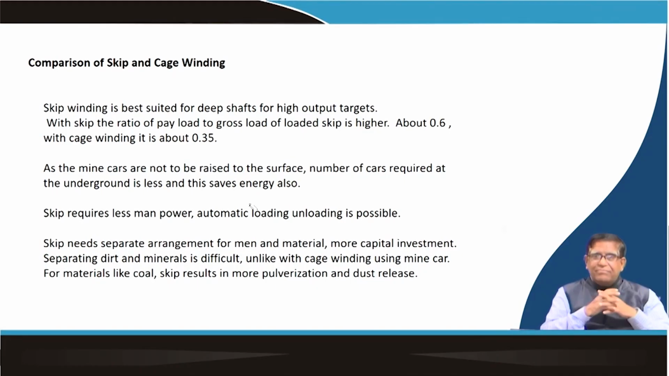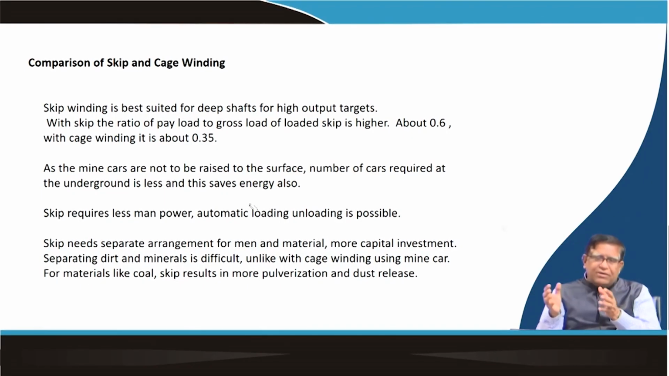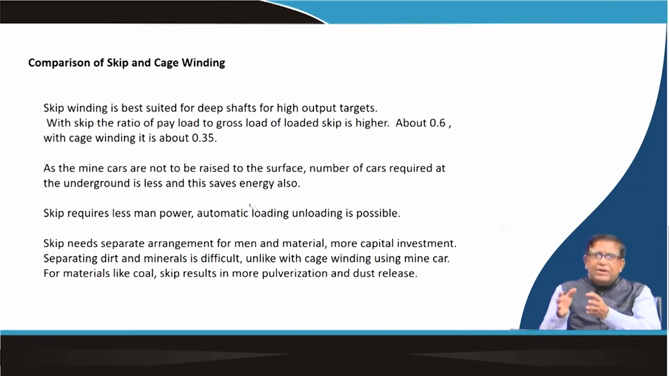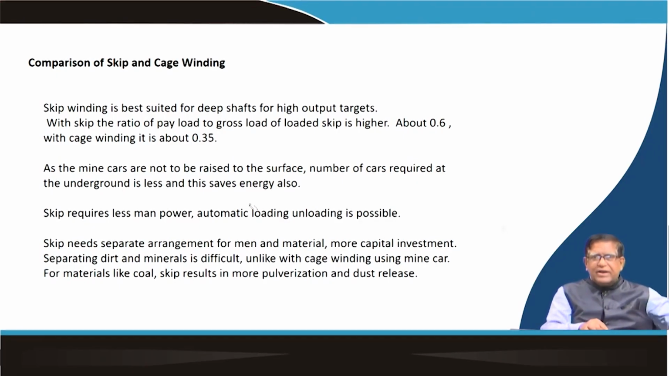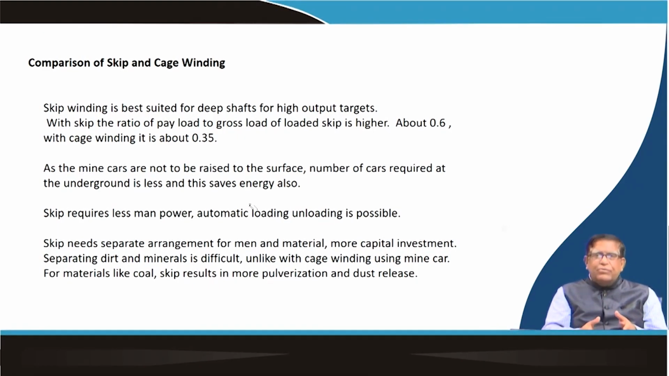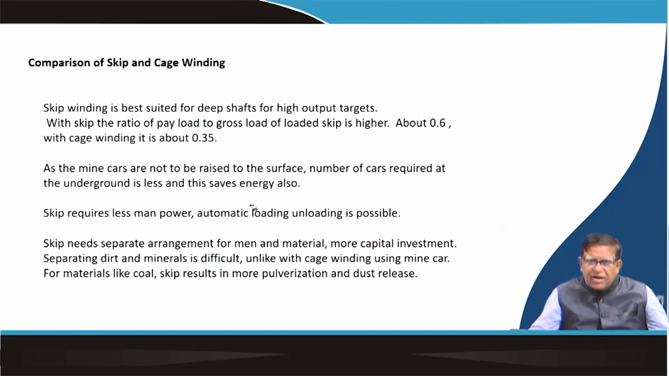And the most important difficulty is, if you are taking out coal by skip, but in the coal seam there are some dirt bands within the seam, you cannot separately load and take them out. In case of cage winding, that dirt can be put in a car, and when the cars come to the stop, they can be separated out and easily unloaded to a dirt tippler. But with skip, because everything goes in the same system, separating the dirt coming from the seam is difficult.